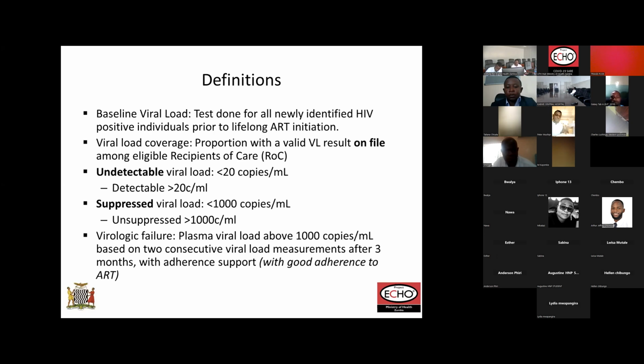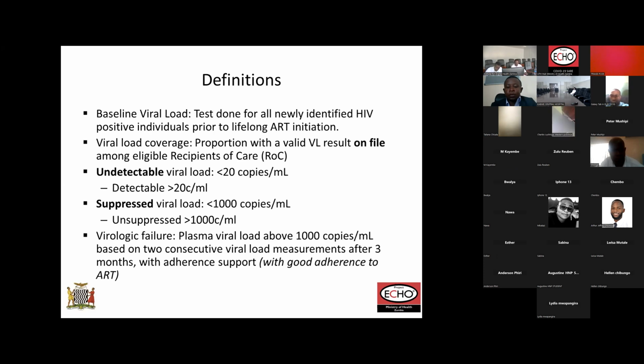I emphasize the fact that this is for our Zambian guidelines, because other countries have that benchmark at a different set point. Virological failure is plasma viral load above 1,000 copies per mil based on 2 consecutive viral load measurements after 3 months with adherence support. And a hallmark of this adherence support is that as a provider, you should be satisfied that this client has had good adherence to ART.